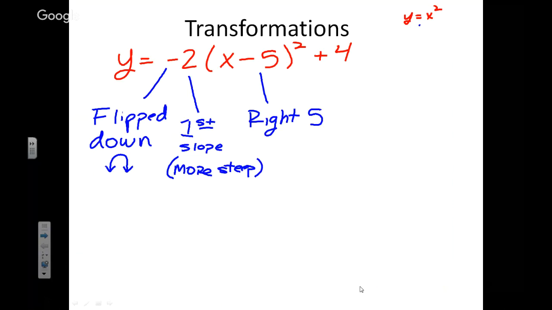Okay. What do we say about 4? Up 4. What have I just written down? What's in blue there? It's the transformation. Okay, so some people are going, hey, what's a transformation? People were confused by that word. Transformation just means how did this thing move from its parent function? Okay, that's it.